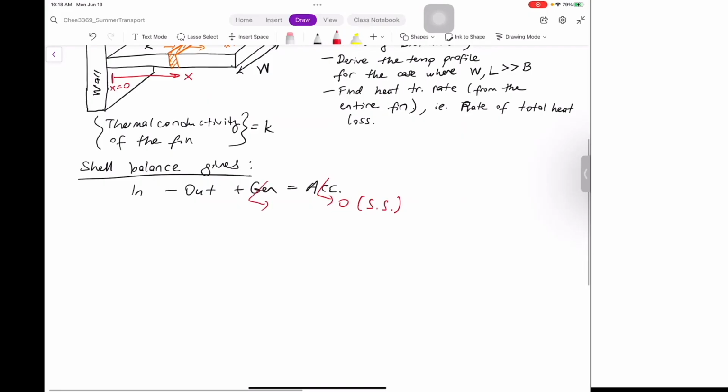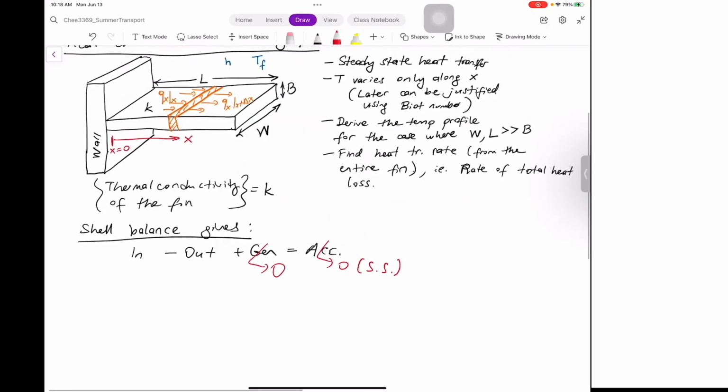And there's no generation because we want to cool down the system. We don't want any extra heating elements there. So on the fin, there is no heat generation. There might be heat generation on the wall, just because this chip is running on electricity and it might heat up due to generation. But since my shell is not here, but here, the generation within my shell is 0.